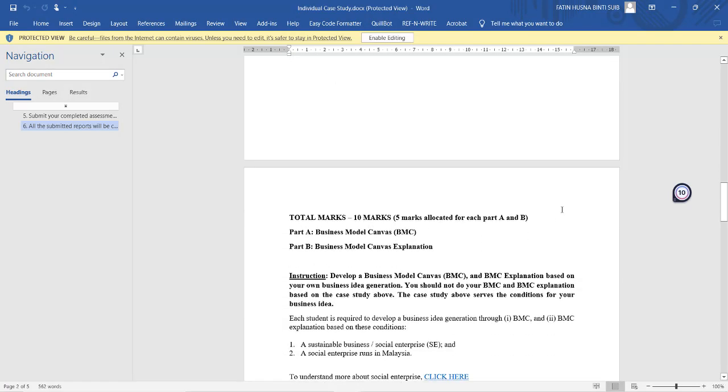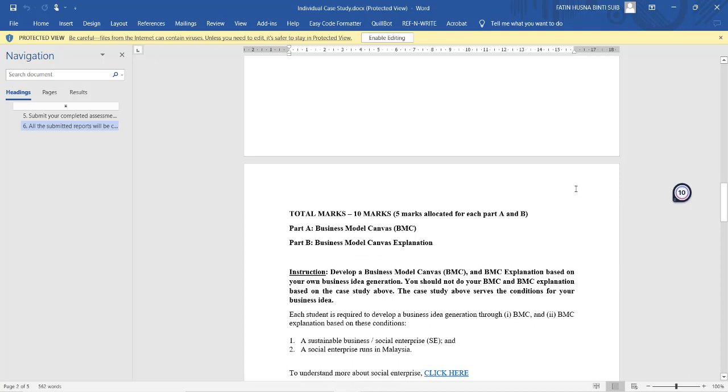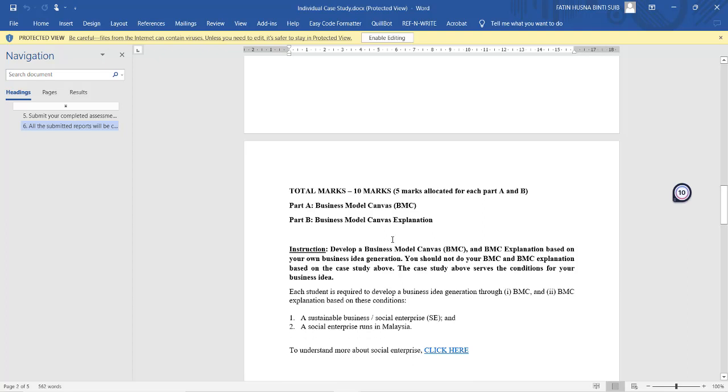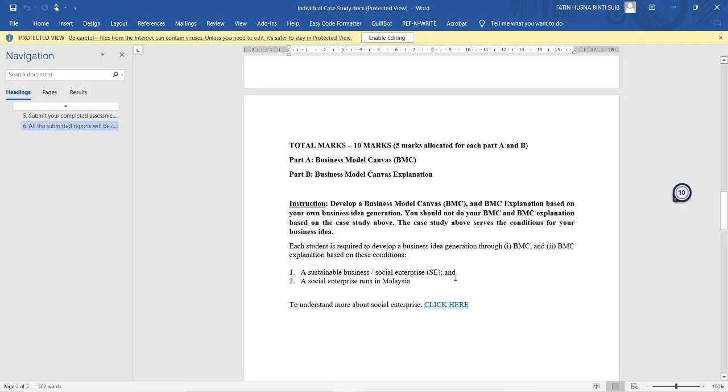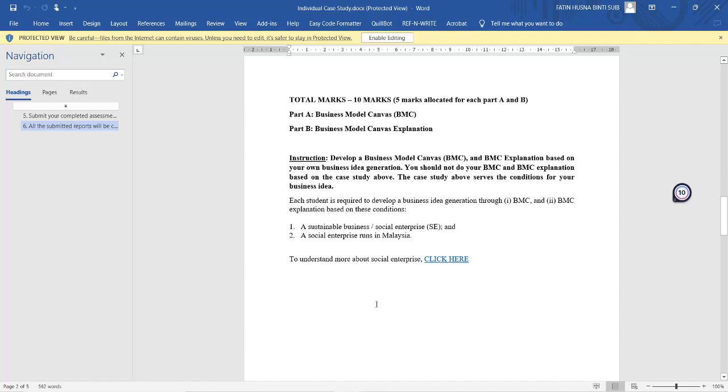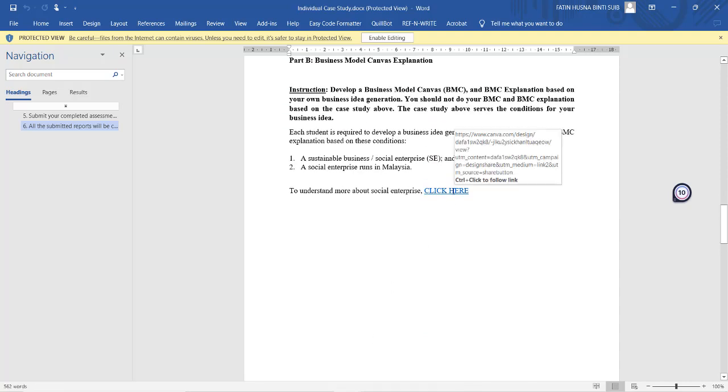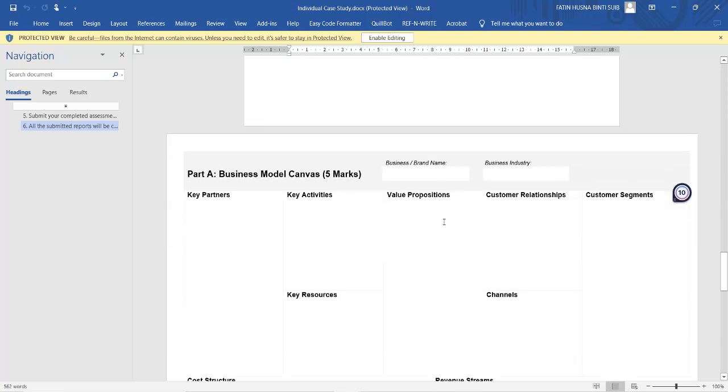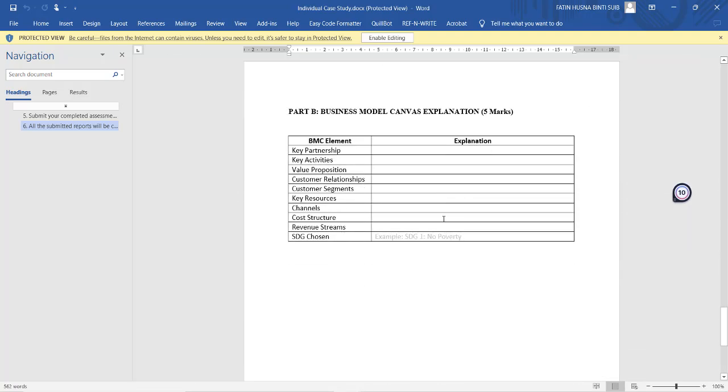This individual case study has 10 marks: 5 marks for the BMC, and another 5 marks for your explanation. The condition is that it must be for a sustainable business or social enterprise that runs in Malaysia. This is a slide I shared with you that I already taught before.